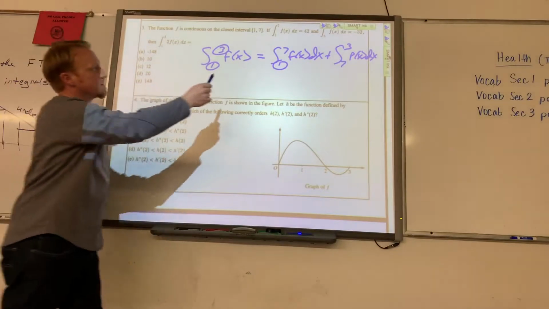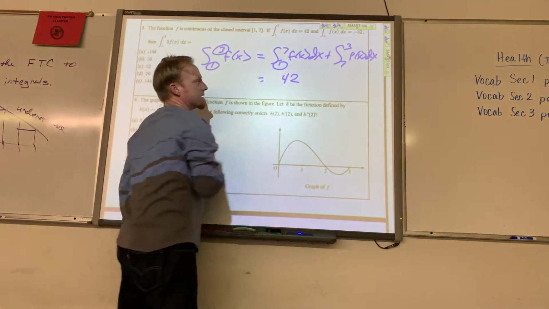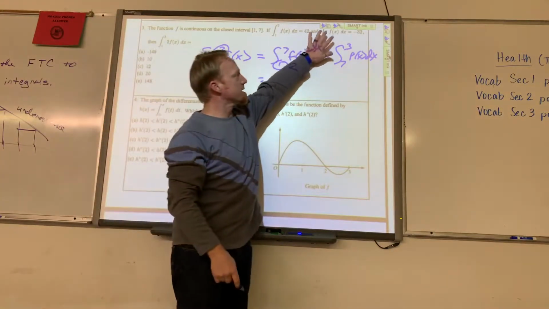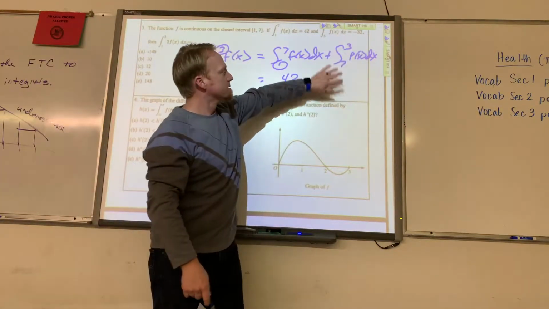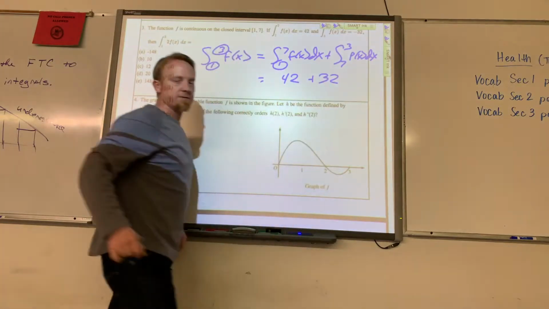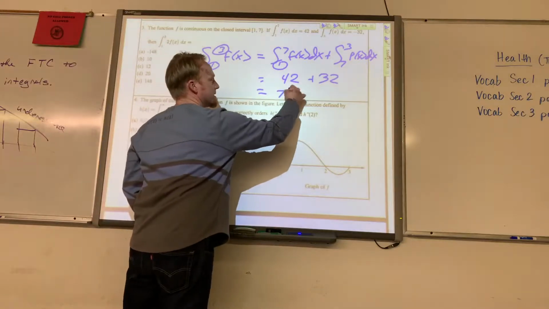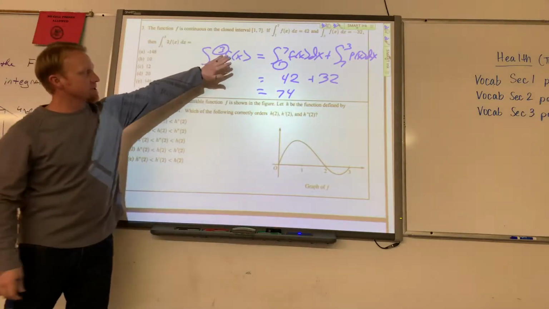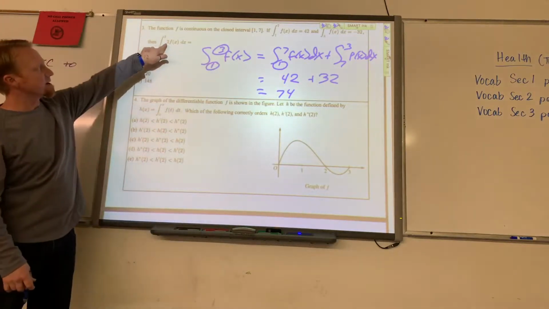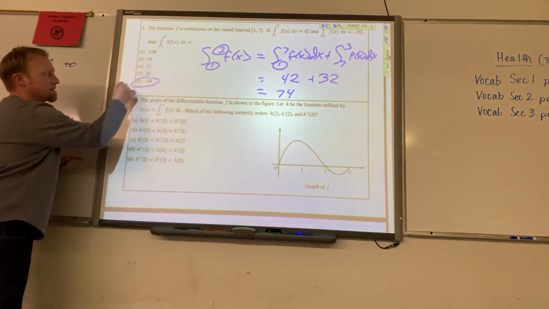It says 1 to 7 is 42, so that means that's 42. This says 3 to 7 is negative 32, so that means 7 to 3 has to be a positive 32. I put those two together, and that gives me 74. But that's just f of x. Now I have to take care of the 2. So I multiply this by 2, and I end up with 148.